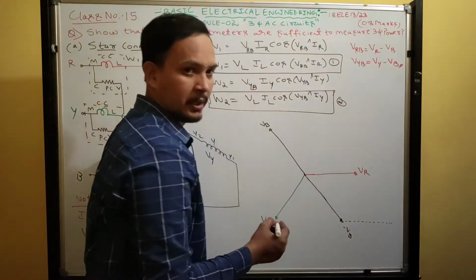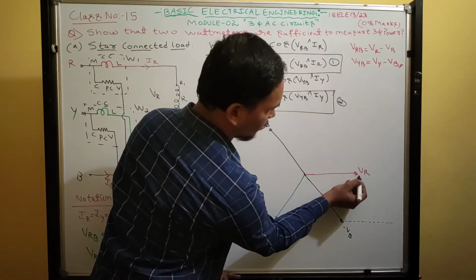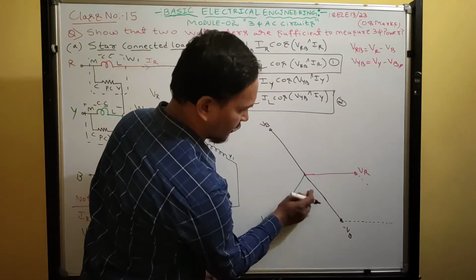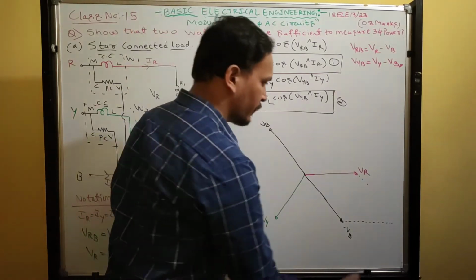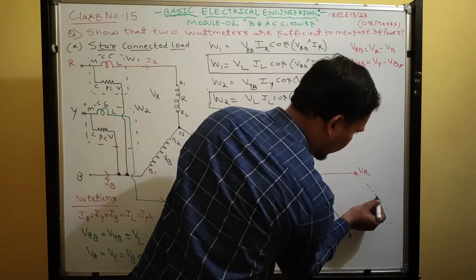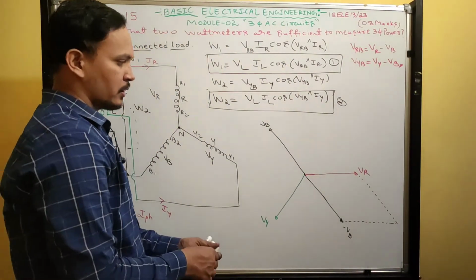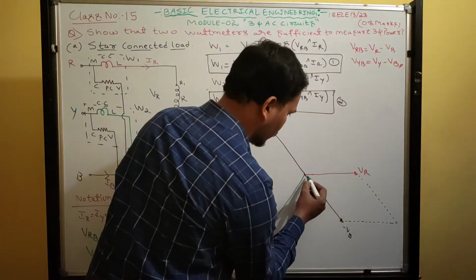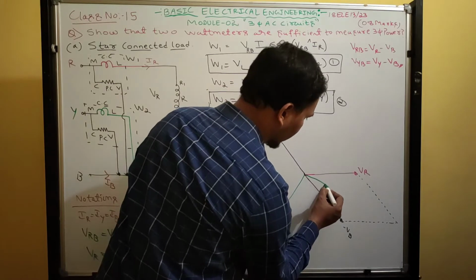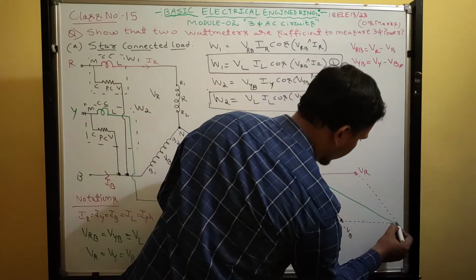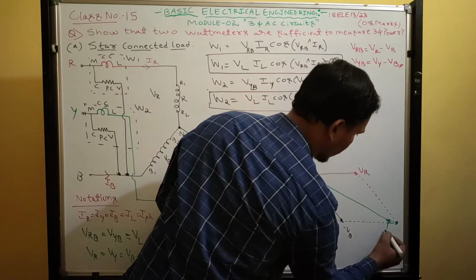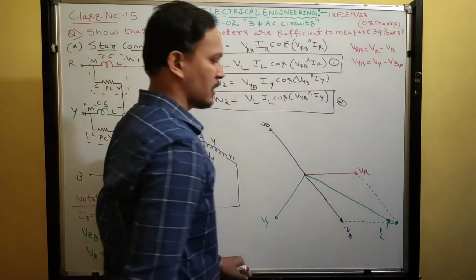And then stop it. Then from this point draw a line parallel to this vector of same length. If you draw like that, you will get a parallelogram. Now joining these two vectors, you will get a resultant vector. What is the resultant vector? Line voltage, VRB.